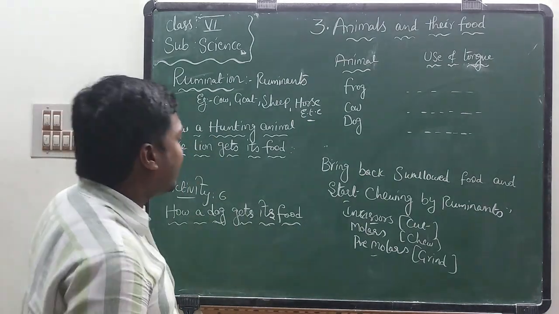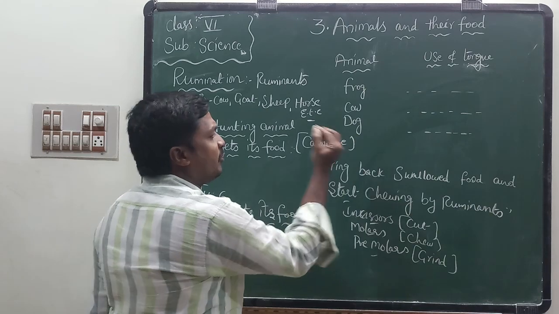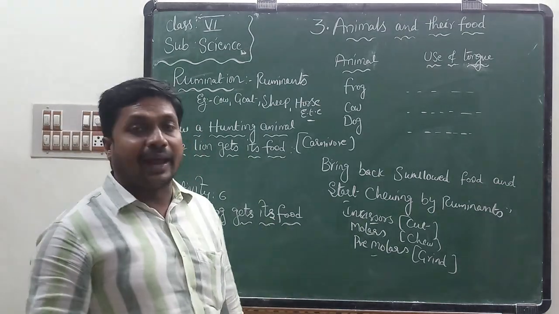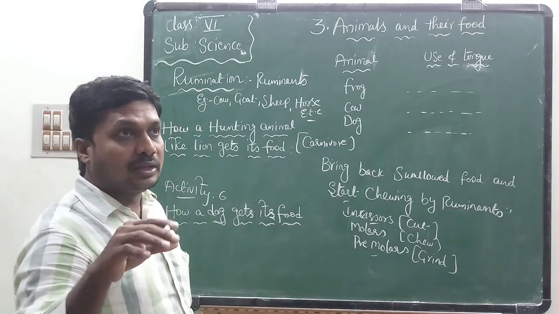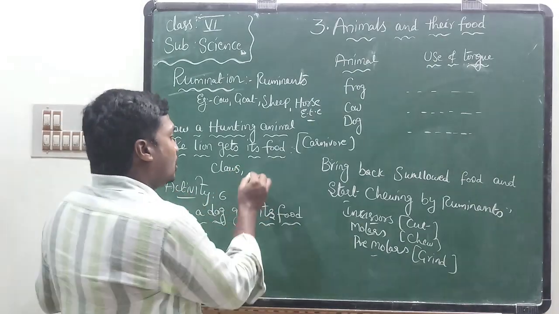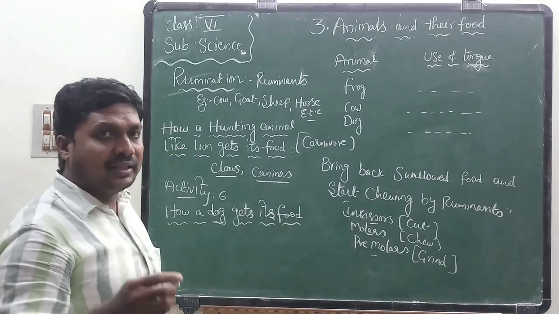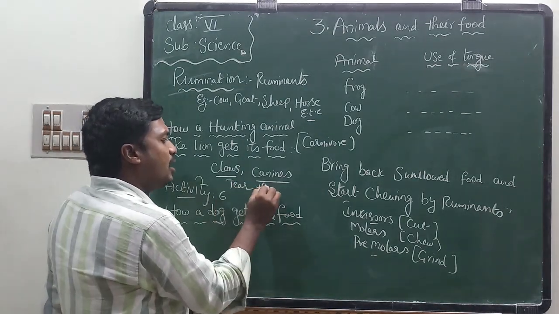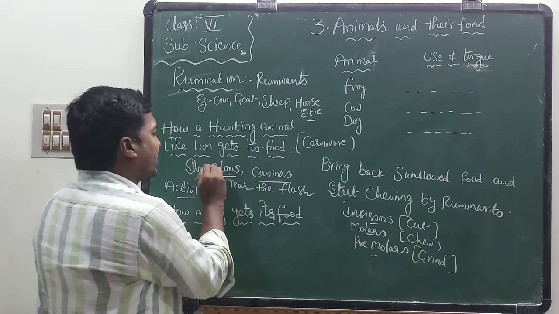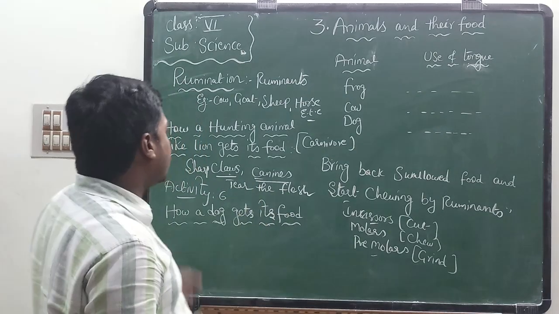Now how does a hunting animal like a lion get its food? I already explained to you. Lion is a carnivore, because they depend on animals for food. If you observe, a lion has sharp claws, and sharp teeth known as canines. With the help of claws and canines, they tear the flesh of the animal. Canines are the sharp teeth which are helpful to tear the flesh and eat it. So this is about the lion.